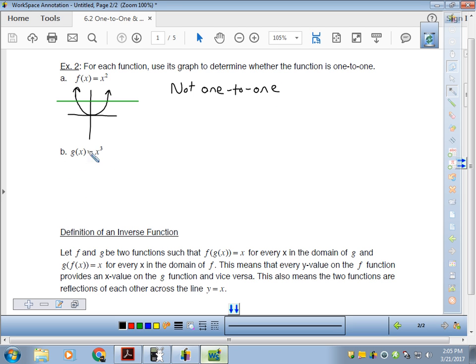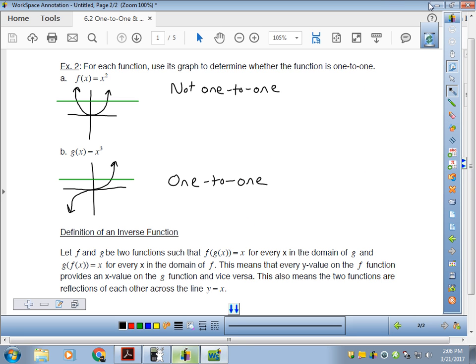For part B here, we have g of x equals x cubed. This function looks kind of like this. And again, to test if it's one-to-one, we hold up a horizontal line. Oops, that's not quite horizontal. Almost. There we go. Look how many times it touches. It only touches 1 time. So this is one-to-one. Pretty easy to test, not too bad.